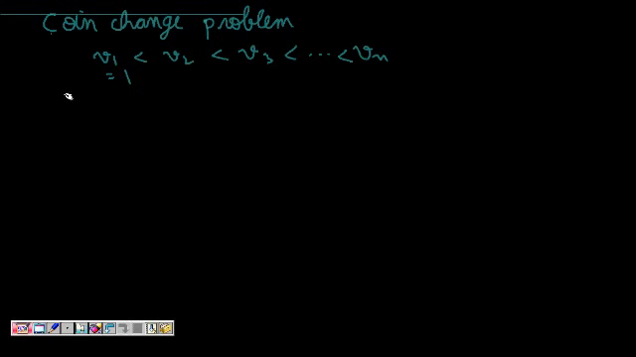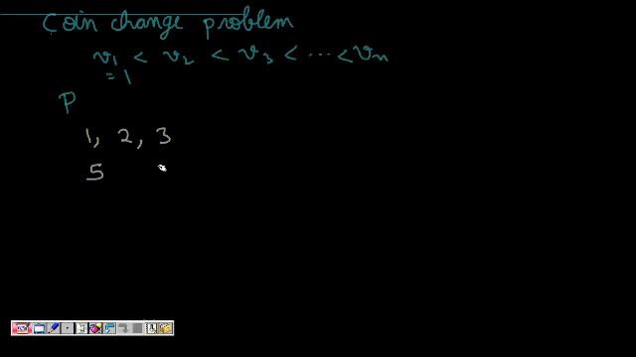Now the problem is, we are given a sum, let's say P. I am given a sum P and I have to find out the minimum number of coins using which I can make the change. For example, I have coins 1, 2 and 3, and I want to make change for the sum 5.